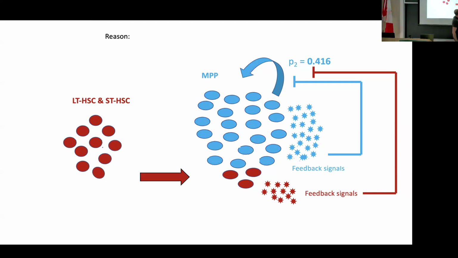Let's look at the MPP compartment. There are two things that are going on. The MPP cells themselves replicate, and these cells make feedback signals that reduce the self-renewal probability of the MPPs. But you also have things moving in from the long-term and short-term stem cells. That's an additional influx of cells. They also produce feedback signals that reduce the probability of self-renewal. So we've got both of these forces reducing the probability of self-renewal, so the P is less than 0.5.